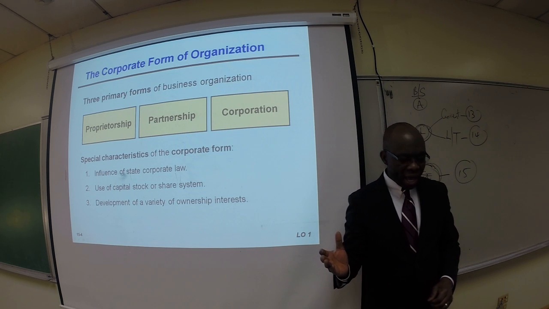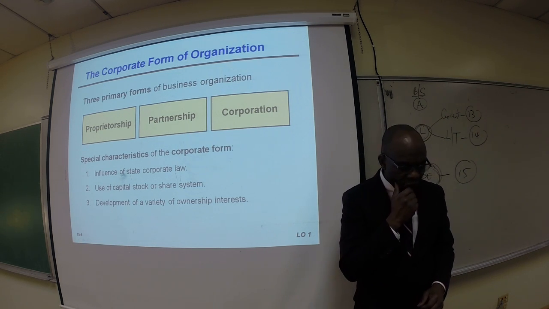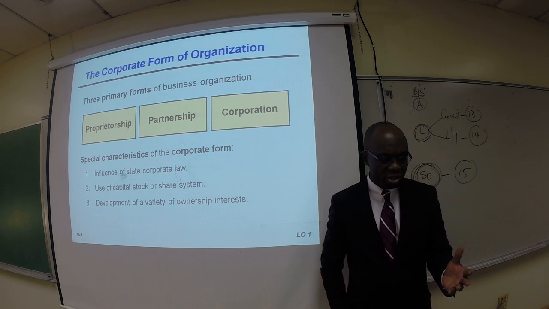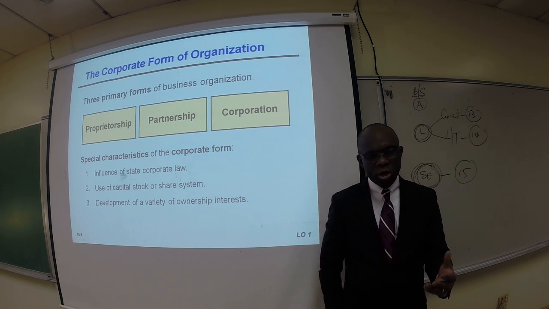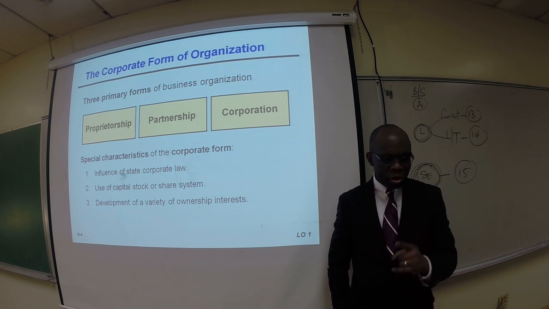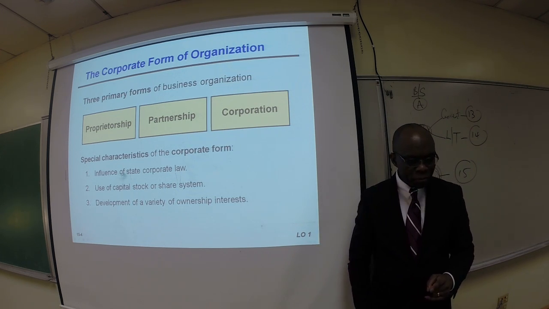All right. So here are some of the characteristics of a corporate type of business. Number one, influence of state corporate law. In other words, it has to be brought into existence by the state through the state law. Number two, use of capital stock or share system. We are going to talk more about that in a minute.